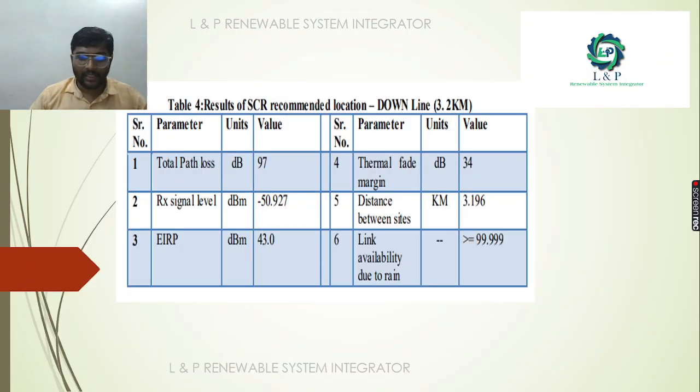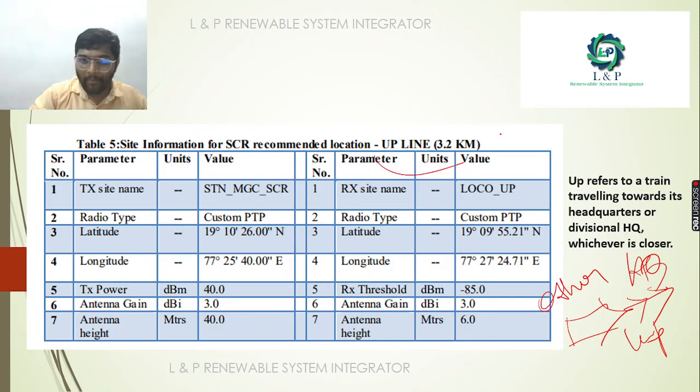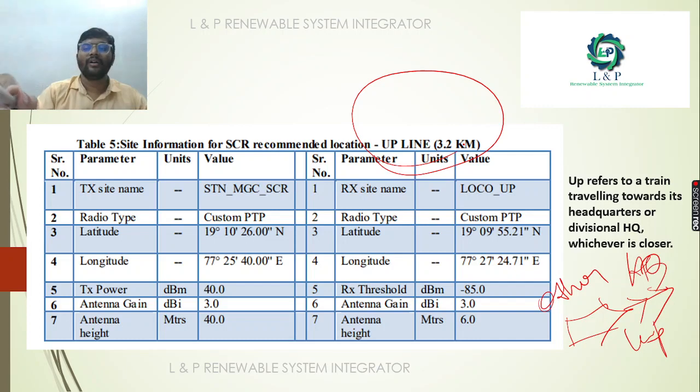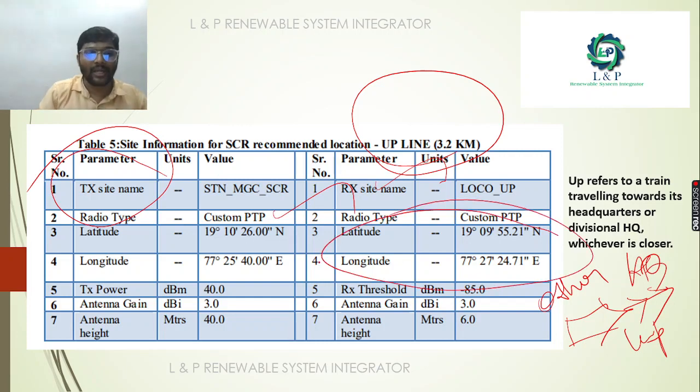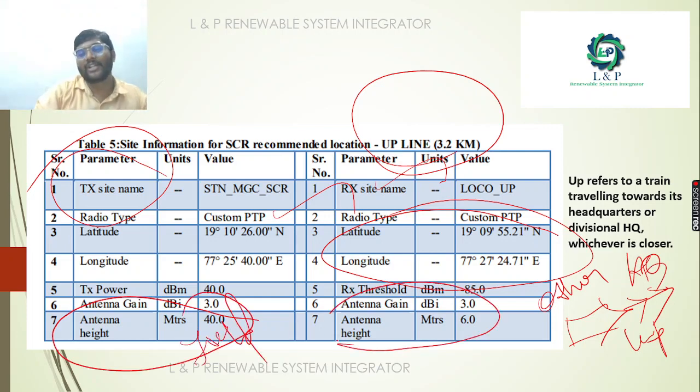Most importantly, we will also know the distance between the different sites. During the upline also we will receive the information: from which station it is coming up, which station it is going to reach, what the radio type is, what the latitude and longitude values are, what the antenna height is on the field side, especially on the track side, and what the antenna height is on the loco.